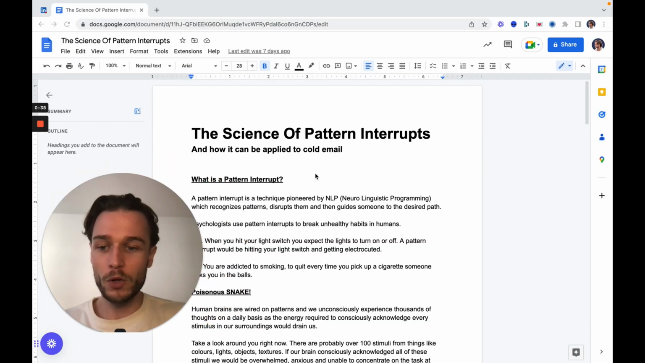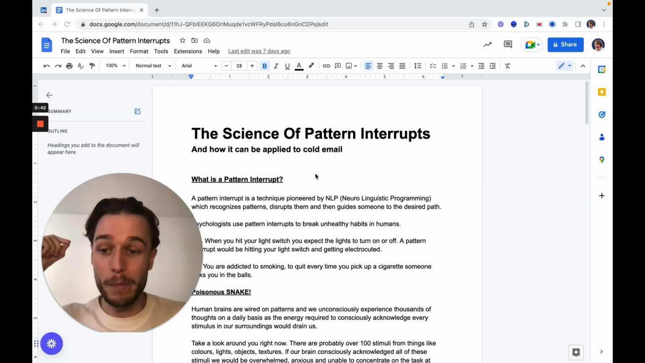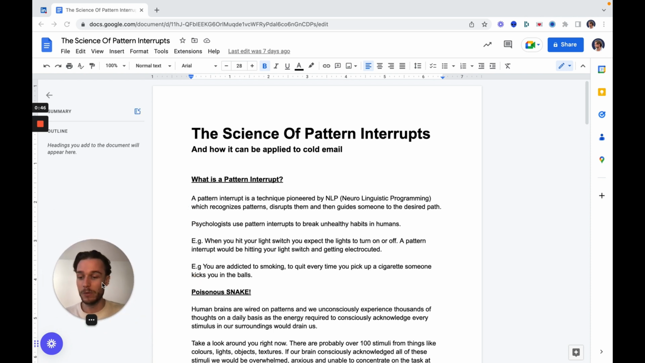All right, cool. So as I mentioned, we're jumping into the science behind pattern interrupts and how it can actually be applied to cold email. Just gonna make my face a little bit smaller because I think I'm a bit too big there. Perfect. Okay, so what is a pattern interrupt?